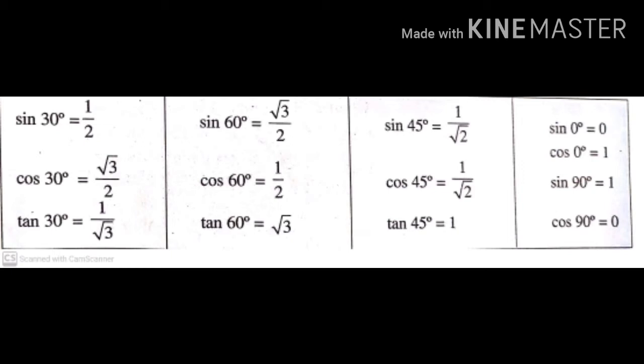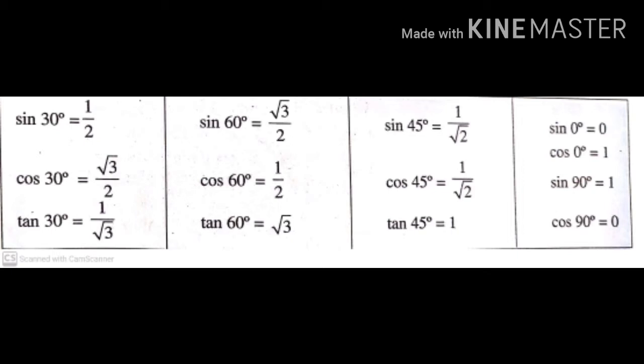Okay, so sine 30 is equal to 1 by 2, cos 30 is equal to root 3 by 2 and tan 30 is equal to 1 by root 3. This you have to remember. Then sine 60, that is the same as cos 30, is equal to root 3 by 2. Cos 60 is the same as sine 30, equal to 1 by 2, and tan 60 is equal to the reciprocal of tan 30, so that is root 3.